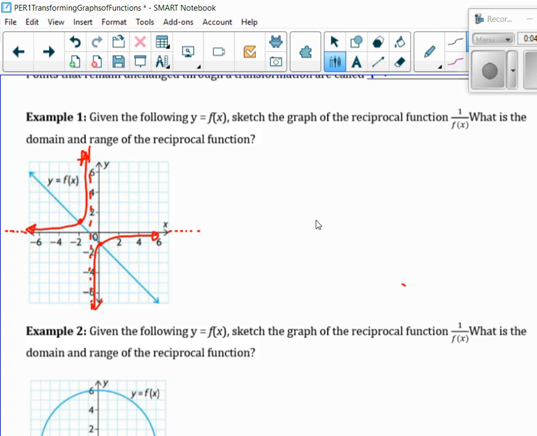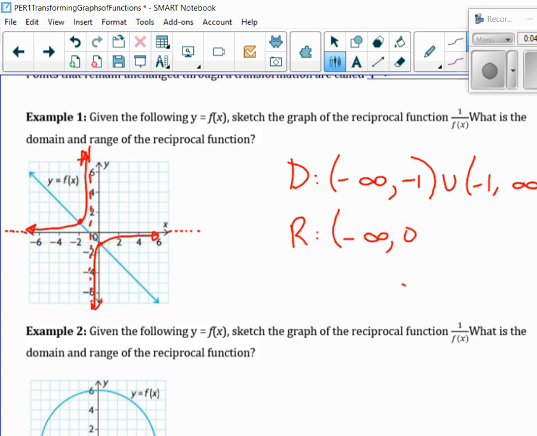Do not draw the horizontal asymptote through the whole thing, because you'll notice in grade 12, just because far lefts and far rights have horizontal asymptotes, it doesn't mean it's an asymptote throughout the whole thing. In this case it is, but it's not always going to be that case. So what is my domain and range? My domain is negative infinity to -1, round bracket, -1 to infinity. My range, negative infinity to 0, 0 to infinity.